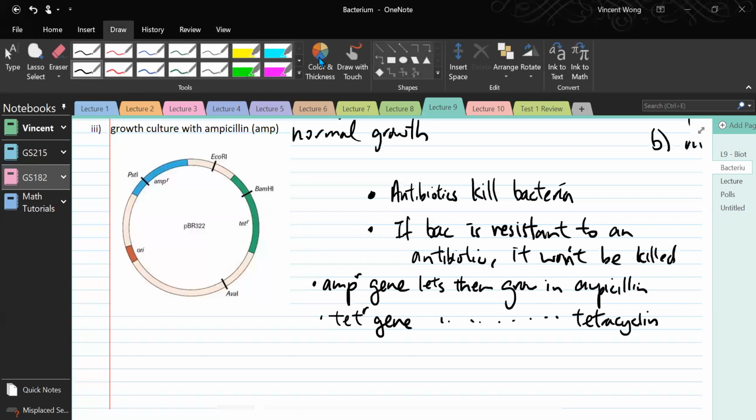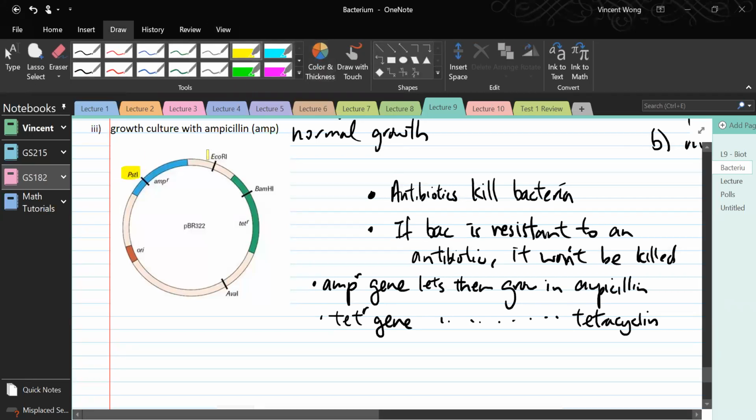Okay, let's backtrack a little bit more. What about these things? Do you guys understand what those are? PstI, EcoRI, BamHI, AvaI. Do you know what those are? Those are restriction enzyme sites, right? Yeah, those are enzymes, right? But more importantly, these mark the site of where the plasmid will be cut.